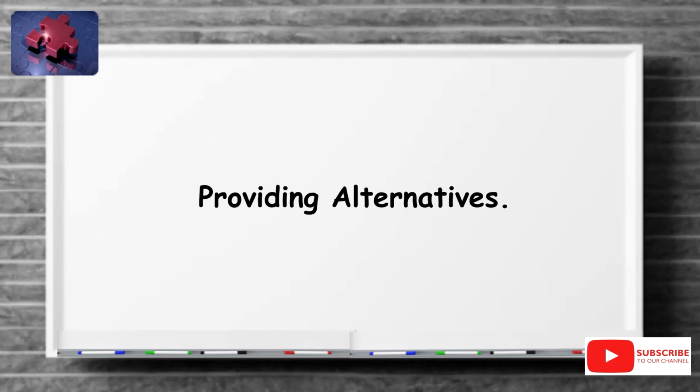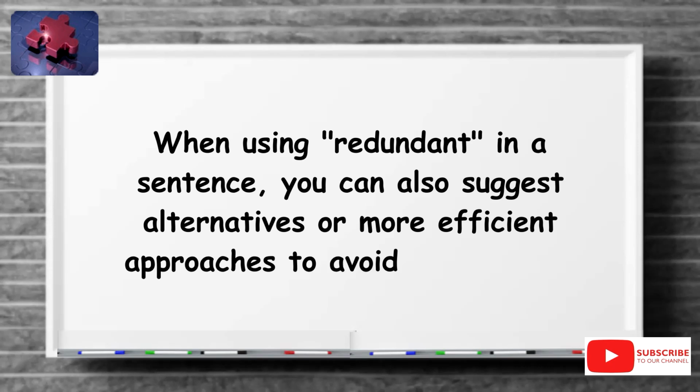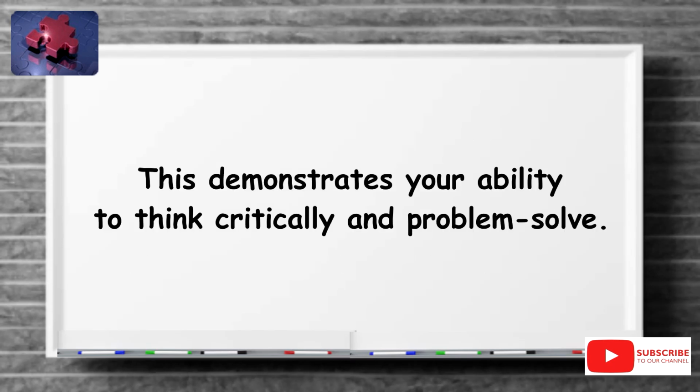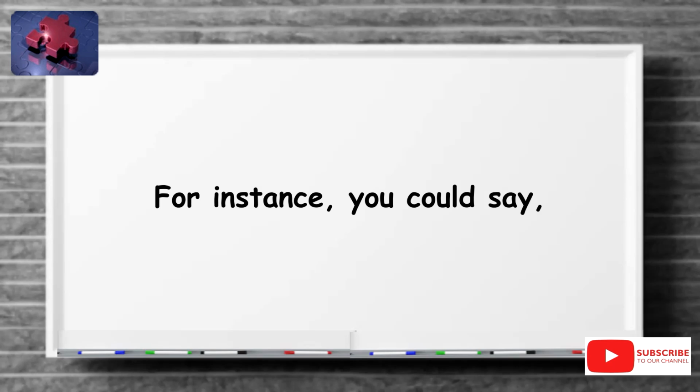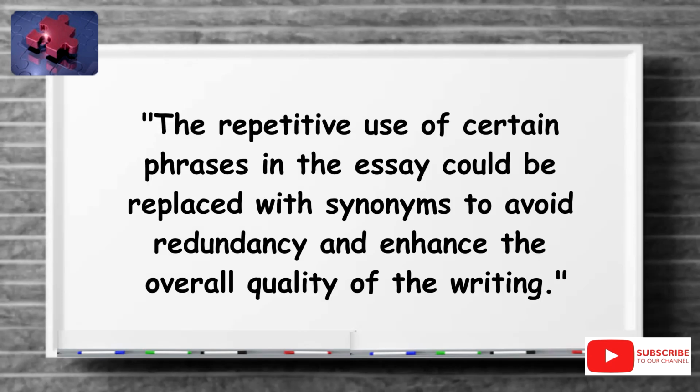Providing alternatives. When using redundant in a sentence, you can also suggest alternatives or more efficient approaches to avoid redundancy. This demonstrates your ability to think critically and problem solve. For instance, you could say, the repetitive use of certain phrases in the essay could be replaced with synonyms to avoid redundancy and enhance the overall quality of the writing.